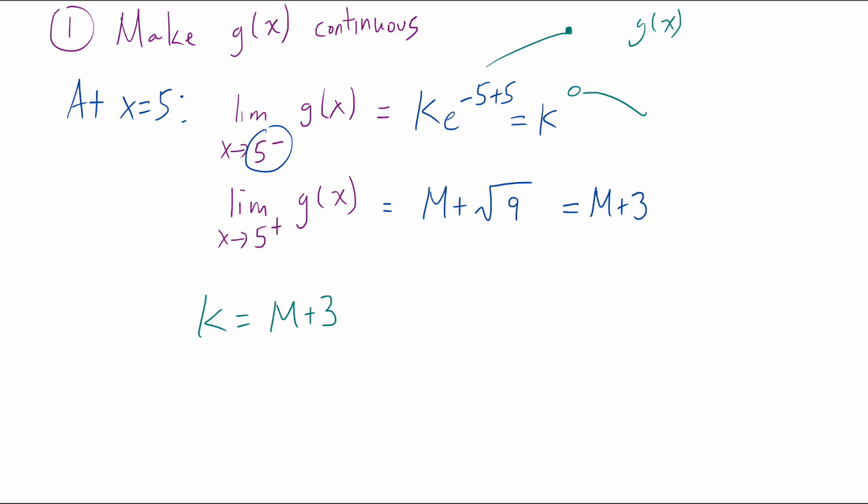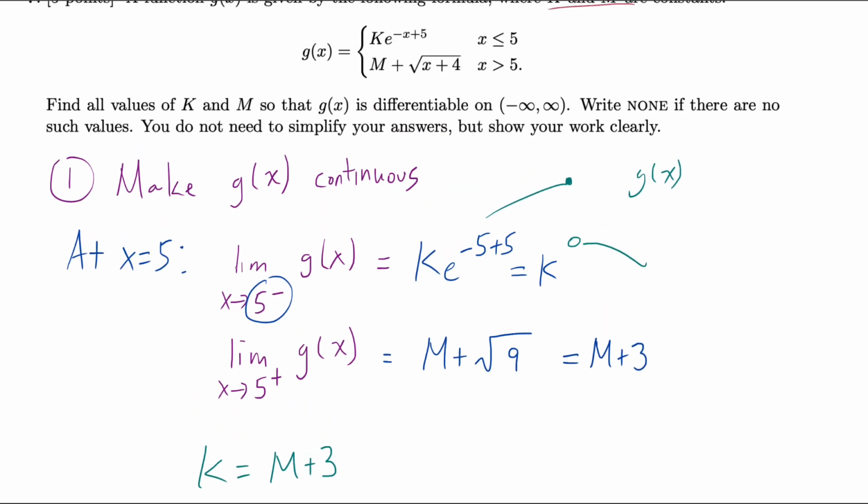I guess technically I should also point out that not only do you want the limit from the left and limit from the right to agree, but you also want to make sure that g of 5, which might be a separate concept from these two, matches. So we want to make sure that all three of these are equal. So that's technically what you want. Because if you think about it, if your g of x looks like this at x equals 5, then the limit from the left and limit from the right might agree, but the function value is not the same.